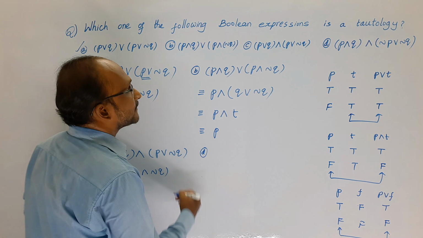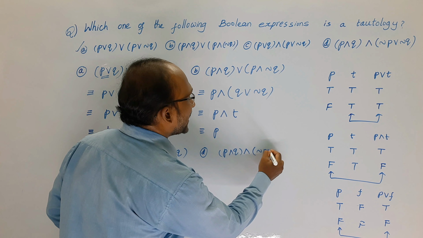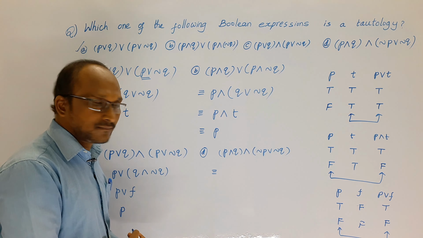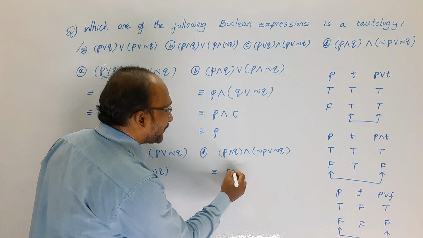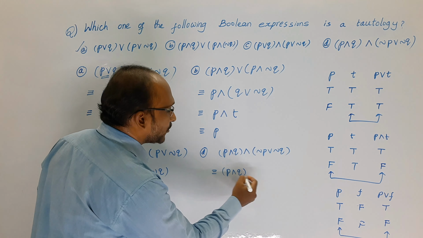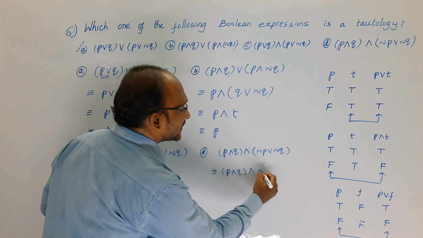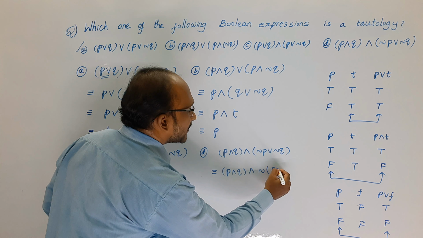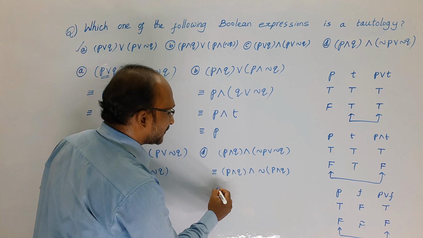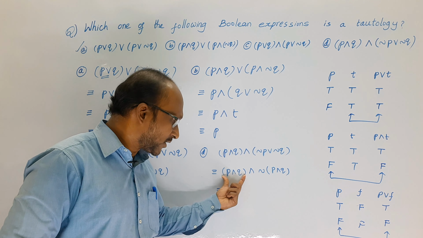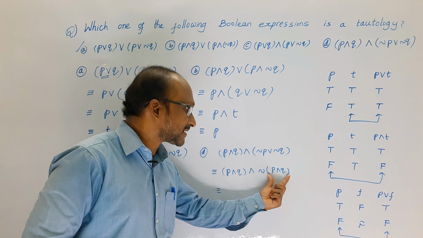P and Q, and negation P or negation Q is equivalent to P and Q, and we can write this negation comma, that is negation of P and Q. Now once you observe this one, it is the statement P and Q and not the statement P and Q.